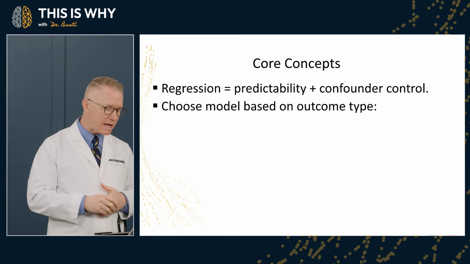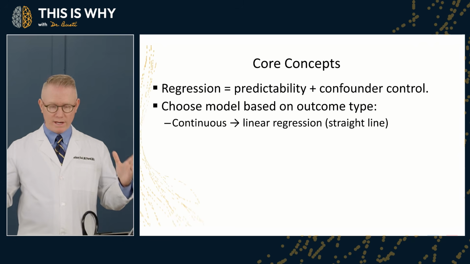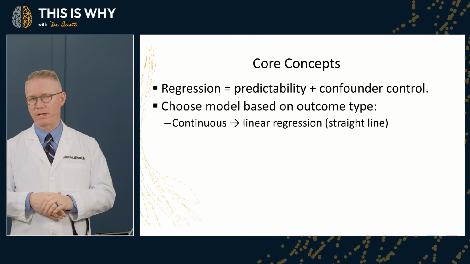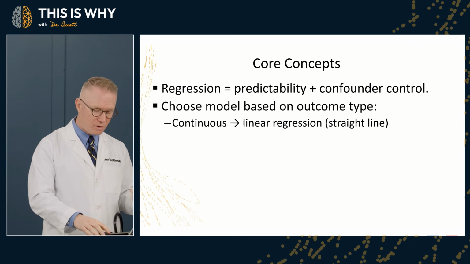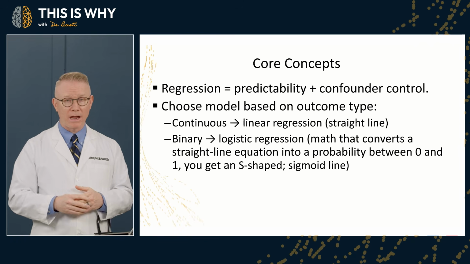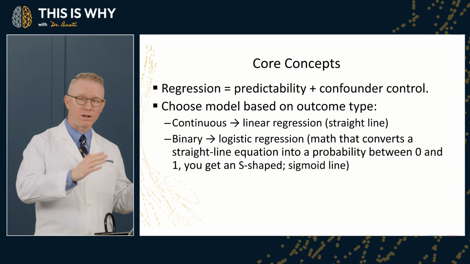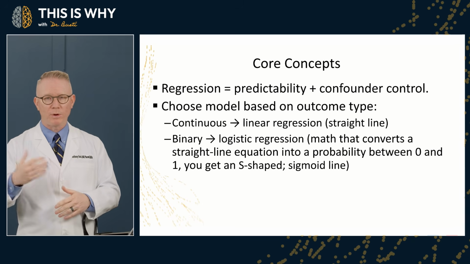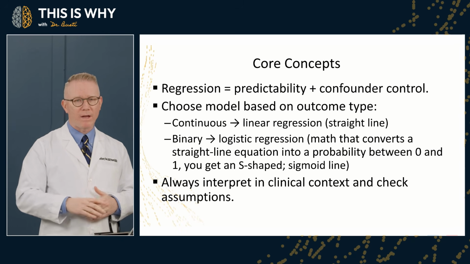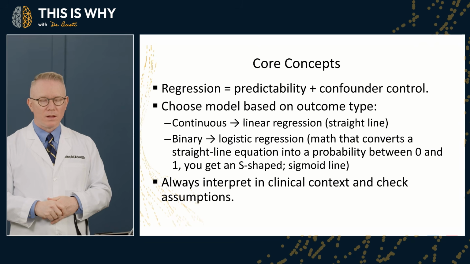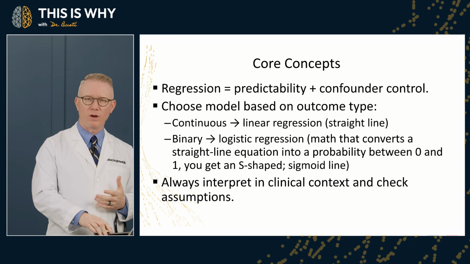And you want to choose a model based on the outcome type, remember? So this is where your orientation to your data and endpoints goes back to that type of data and understanding it. So continuous, you do a linear, straight line. Binary, logistic regression, right? And that math is done to convert the straight line into probability between 0 and 1. And so you get this sigmoid effect, okay? Lastly, you always want to interpret in the clinical context and you check those assumptions.